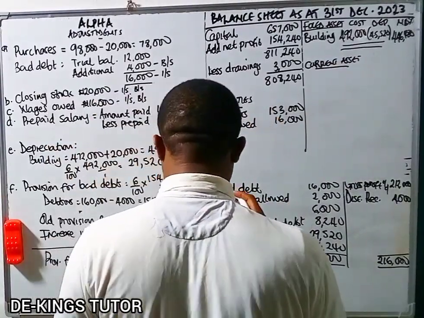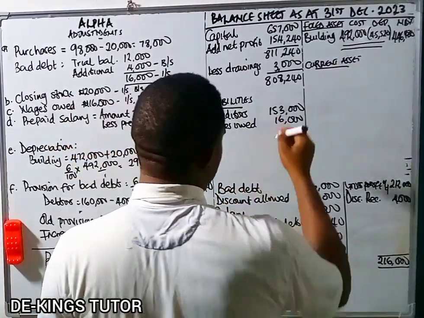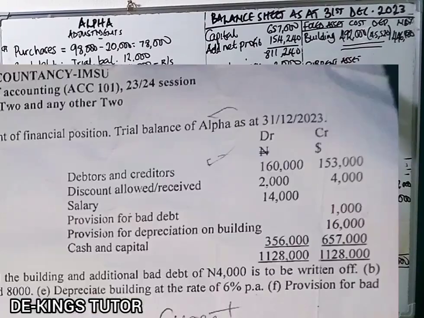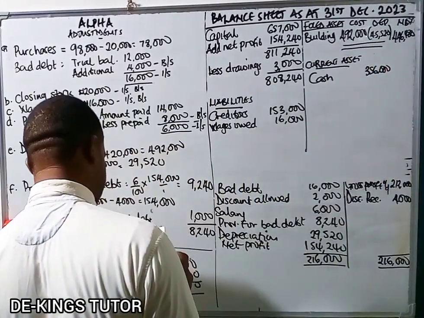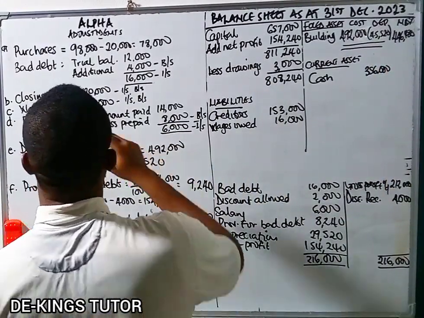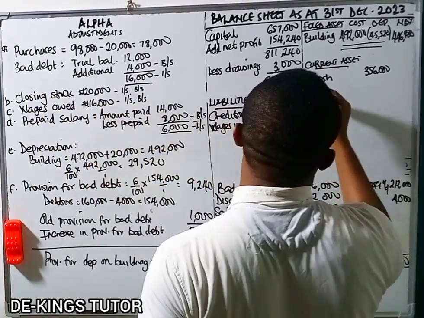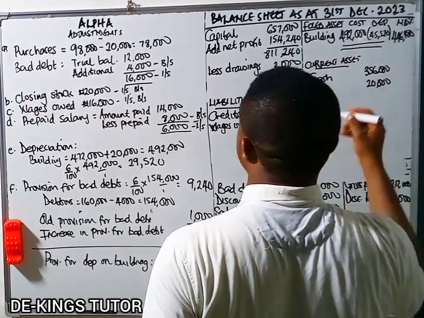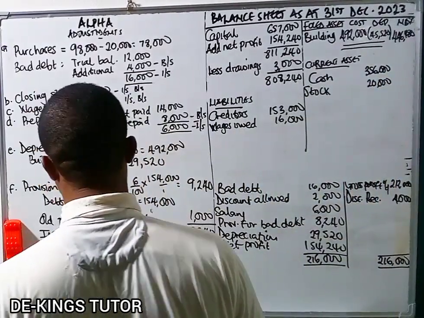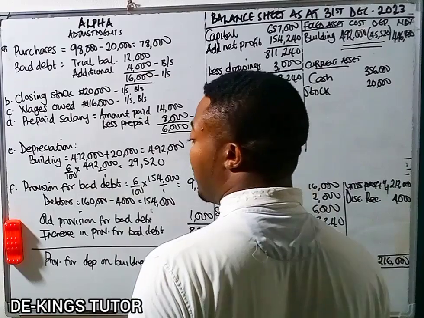Now let's start from the top. We'll have our cash. The cash is 356,000. Now we have a closing stock. Look at the stock, 20,000. That is the second time it's appearing. We also said anything that appears in additional information will appear twice when we are preparing this account.